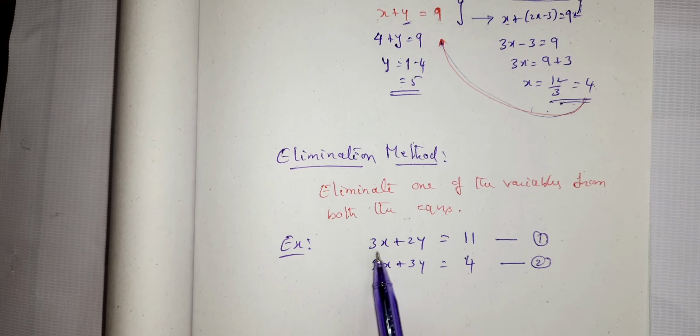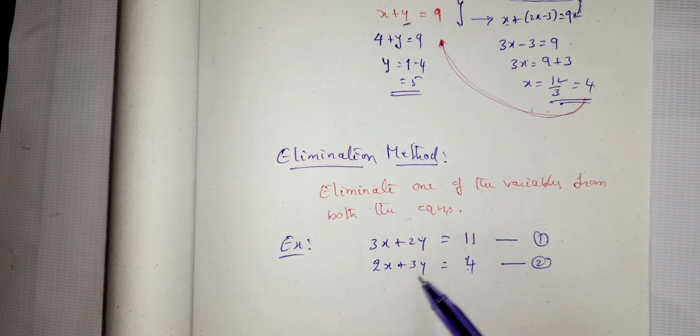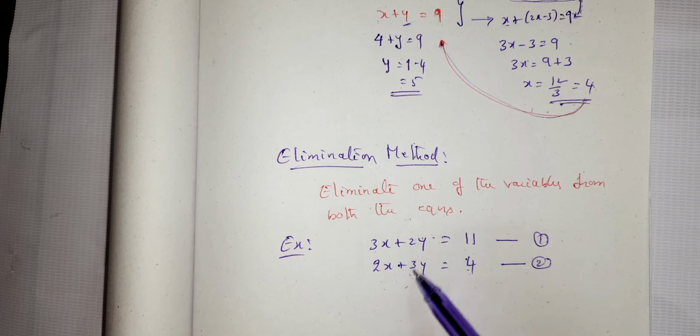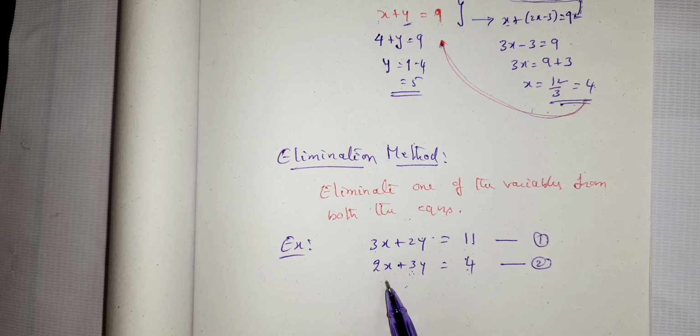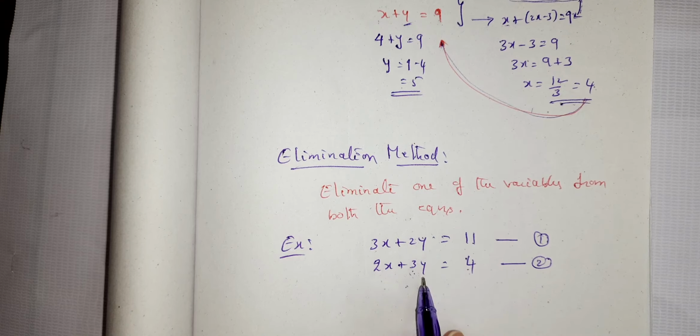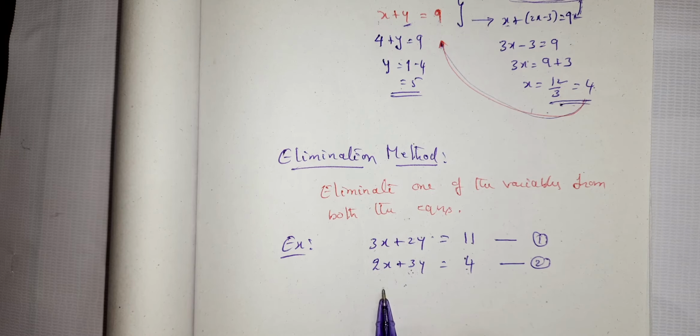Let us suppose the equations are 3x plus 2y is equal to 11 and 2x plus 3y is equal to 4. So directly if you observe, either by addition or by subtraction, none of the variables are getting cancelled, is it not? Because there is no common coefficient here. So to cancel, we need to make the coefficient of one of the variables common, and we may either add or subtract depending on the sign. Right? So here all are equal signs, therefore we need to subtract.